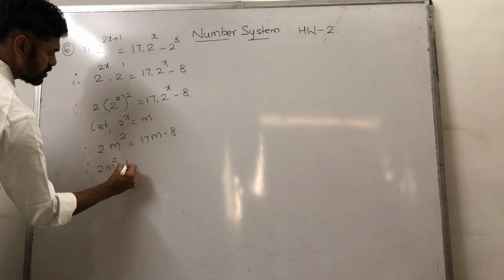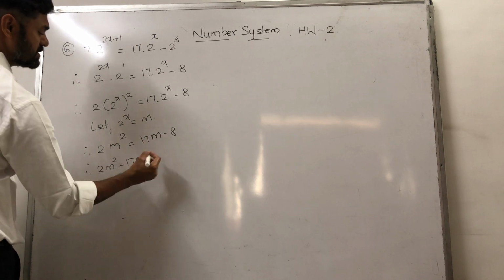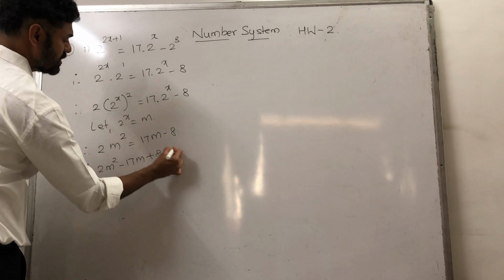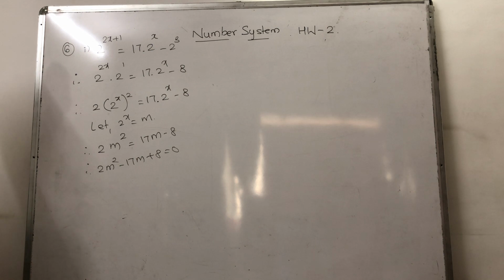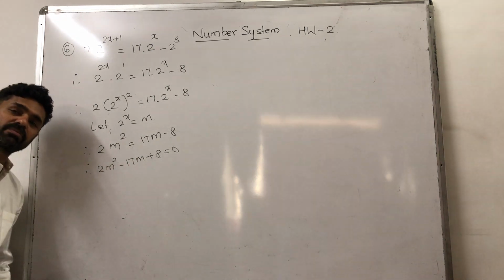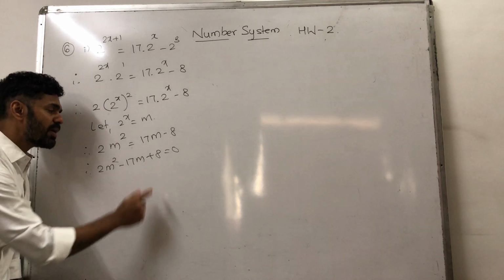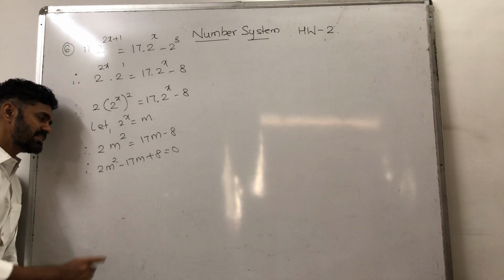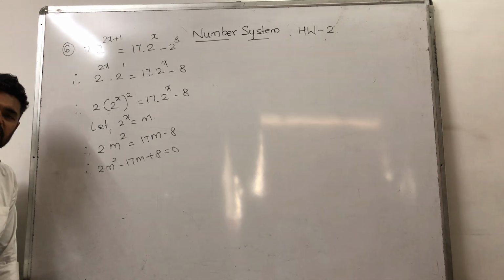Plus 17m comes on this side, it is minus 17m, minus 8 comes on this side, it is plus 8. So on the RHS now what you will have is 0. So what is this? It is a quadratic trinomial. If you have a quadratic trinomial, we will factorize it using splitting the middle term.